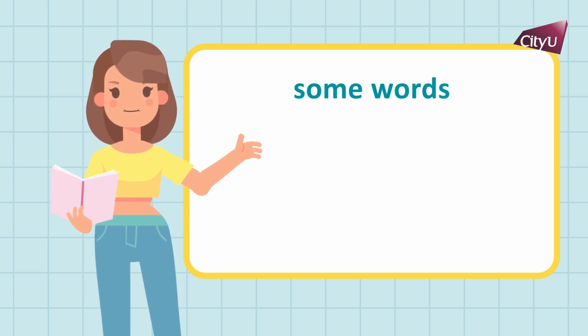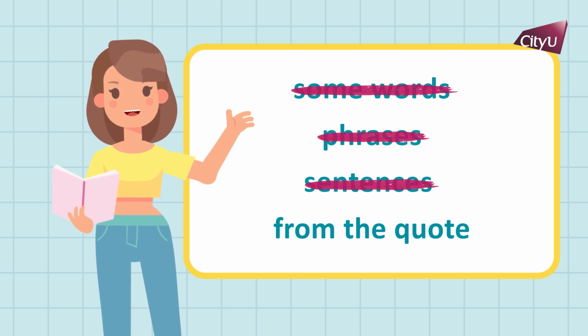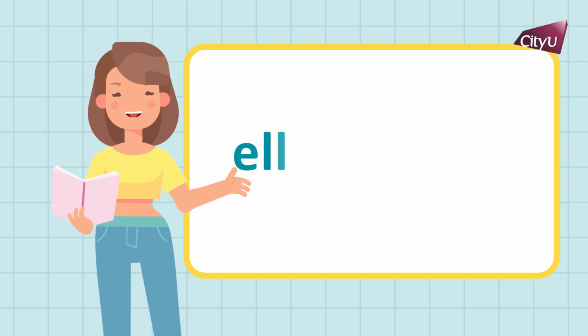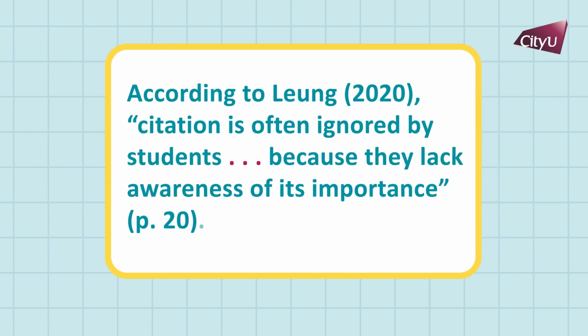If you want to omit some words, phrases, or sentences from the quote to save space, or because some of the original text isn't necessary for your argument, use an ellipsis with a space before and after it to indicate that some material has been left out. According to Learn (2020), citation is often ignored by students because they lack awareness of its importance.